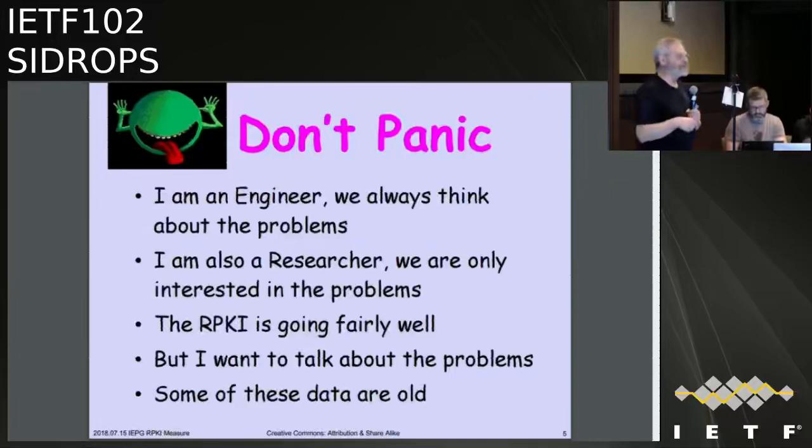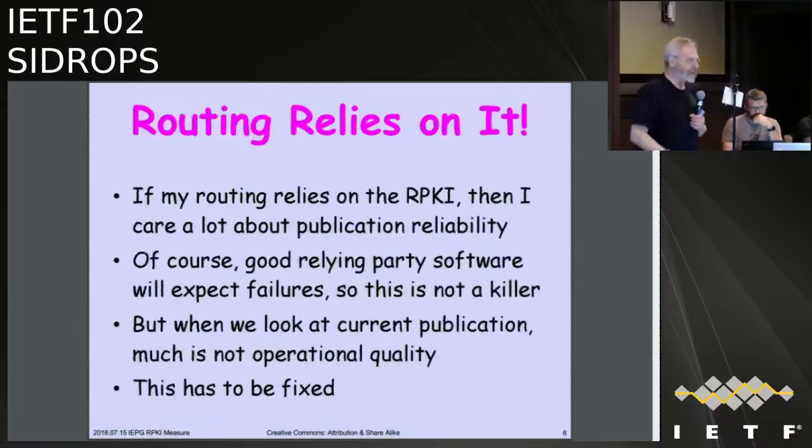The real problems with the RPKI: what actual problems do we have? I'm an engineer, I worry about problems. I'm a researcher, we only care about problems. Okay, the RPKI is doing fairly well, and warning, some of these data are old and I'm going to whiz through them. Routing relies on it, which is why I care. But when we look at current publication, which is mostly by the RIRs, it is not of operational quality.